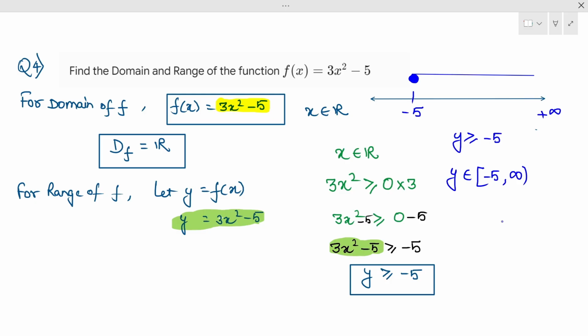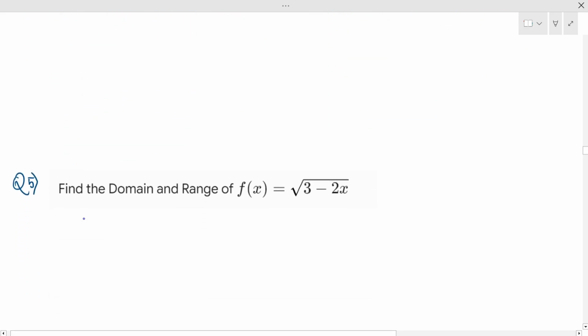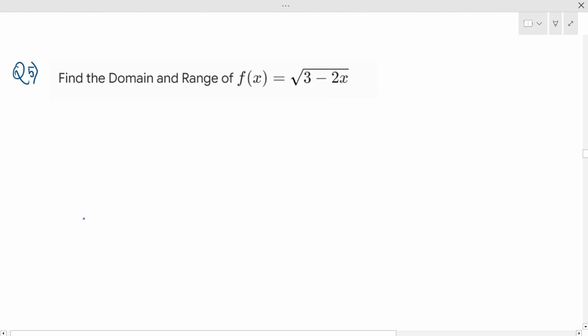So what will be the range for this? The range of f, we denote it like R of f, is from minus 5 to infinity. So this is the range of the given function. I hope this is clear to all. Alright, let's move ahead.